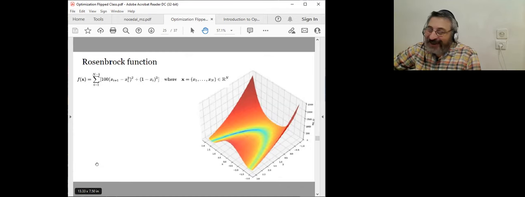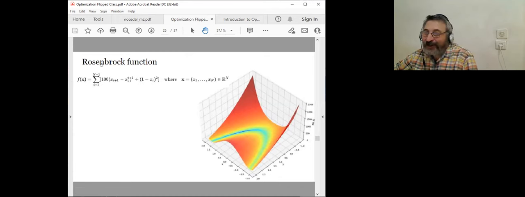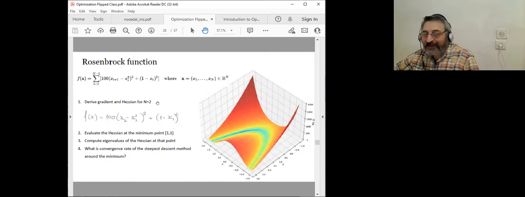So let's look at the so-called Rosenbrock function, which is a function of n variables, and the general formula is written here, but we don't need the general formula today. We will look at a two-dimensional example where we have only two variables. Here is the formula for two dimensions: 100 times (x2 minus x1 squared) squared plus (1 minus x1) squared. As we see, this expression is non-negative, since it's a sum of two squares.